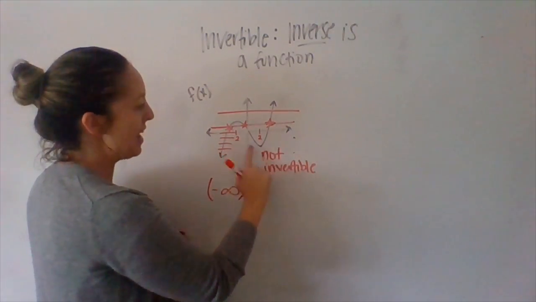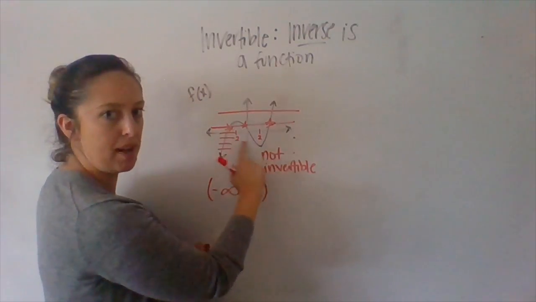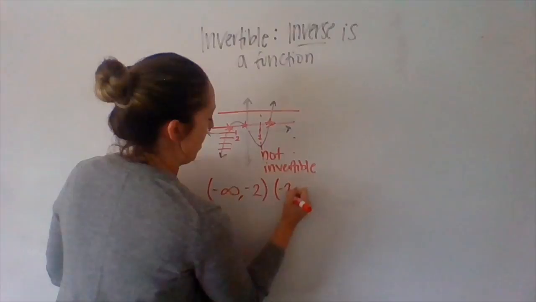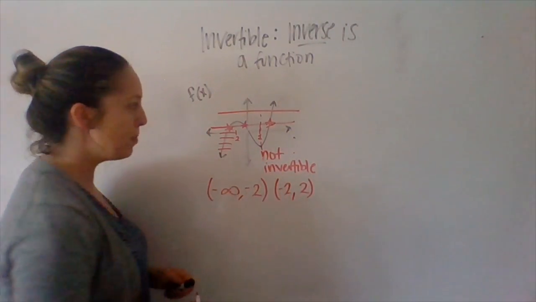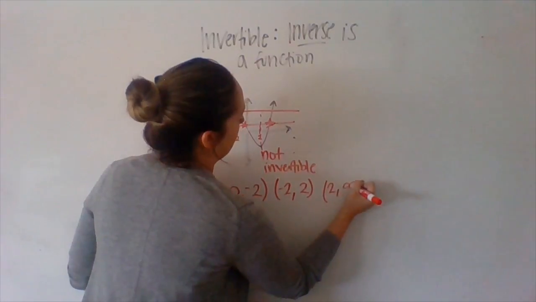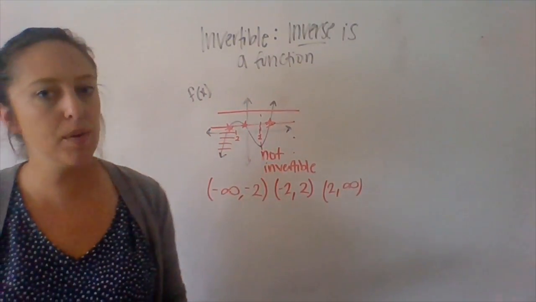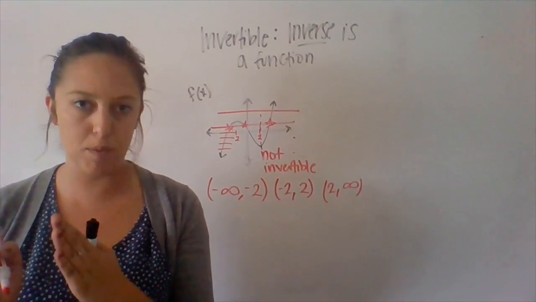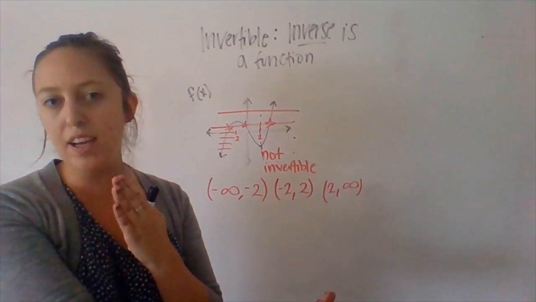It would also be invertible between -2 and 2, because this is my next problem area. That hump is representing my next problem area. So I'm going to break that up. So between -2 and 2, it would be invertible. And then I could also say that from 2 to infinity, it is invertible. So essentially what you're doing here is you're just looking at sections of the graph and seeing which sections would pass the horizontal line test if I ignored everything else.